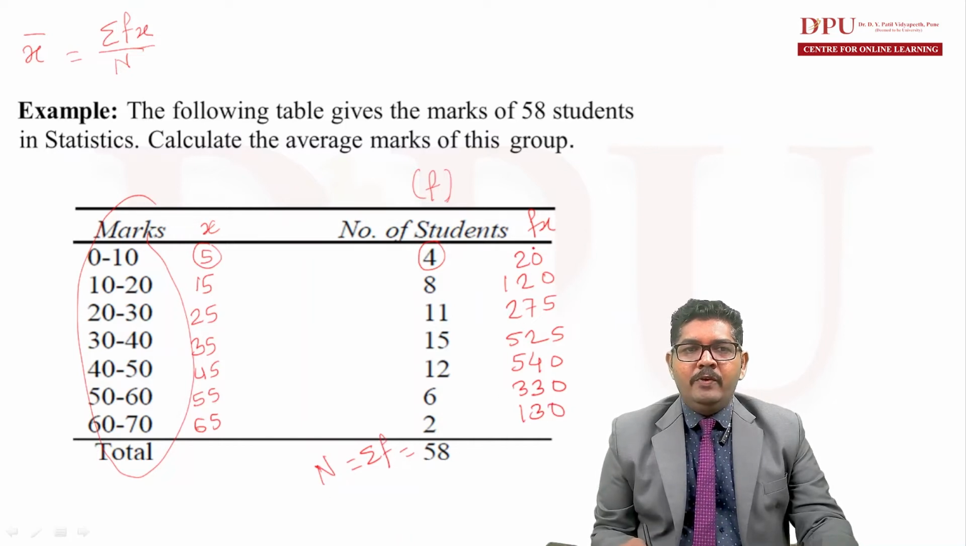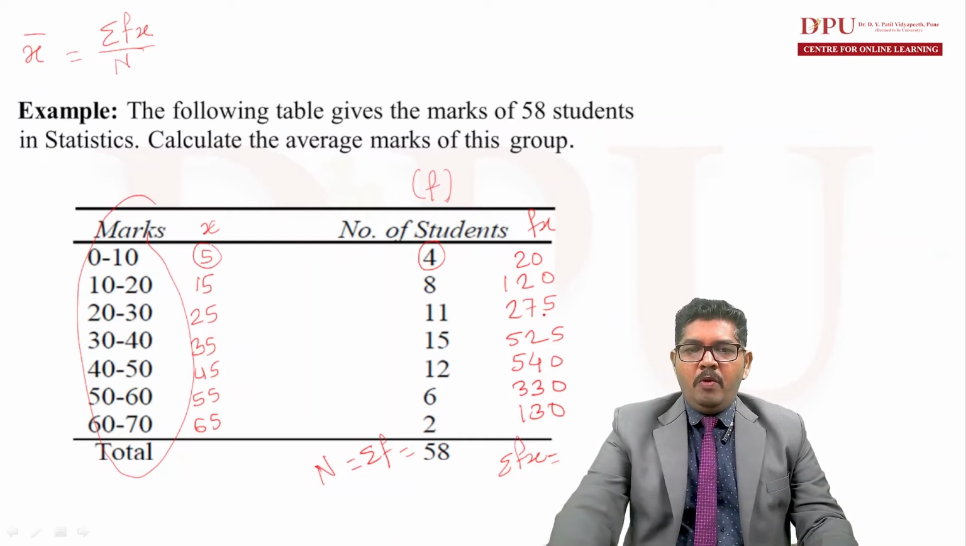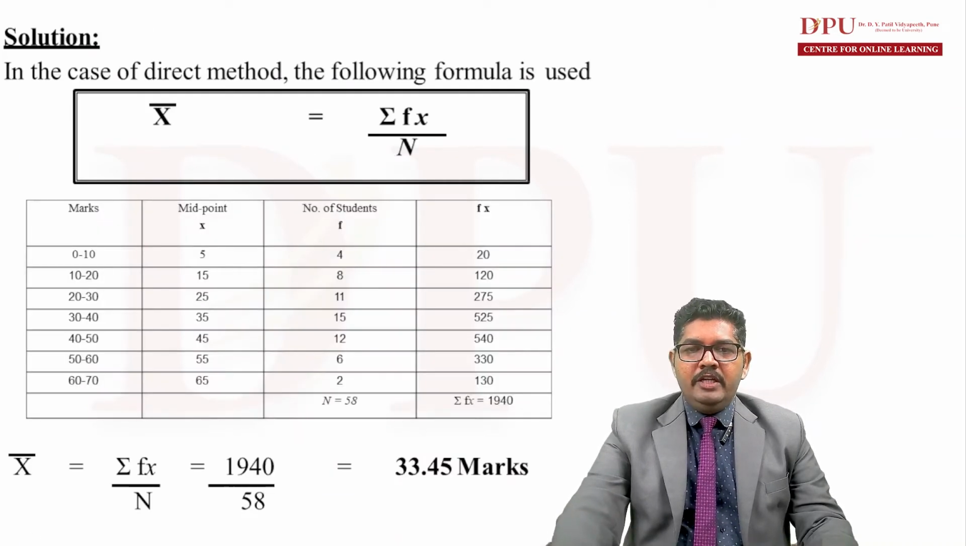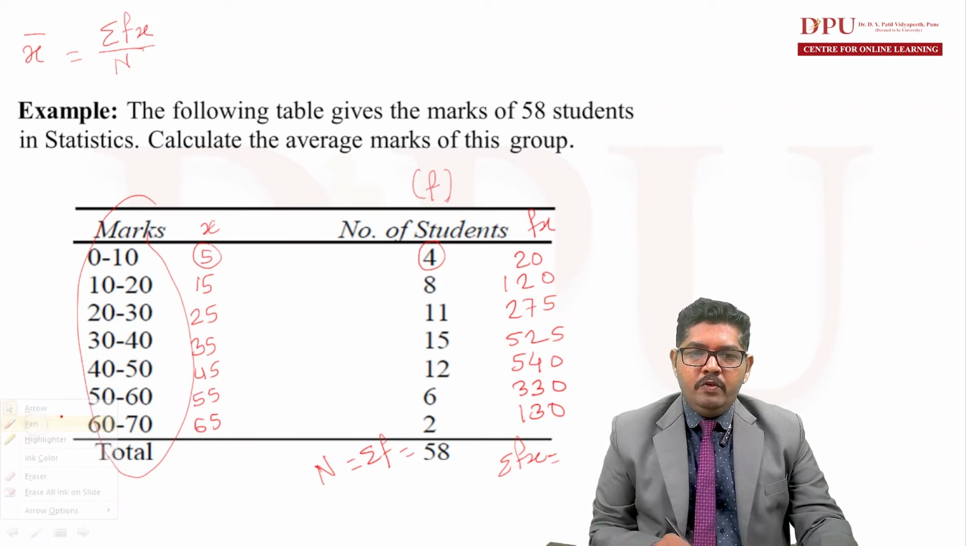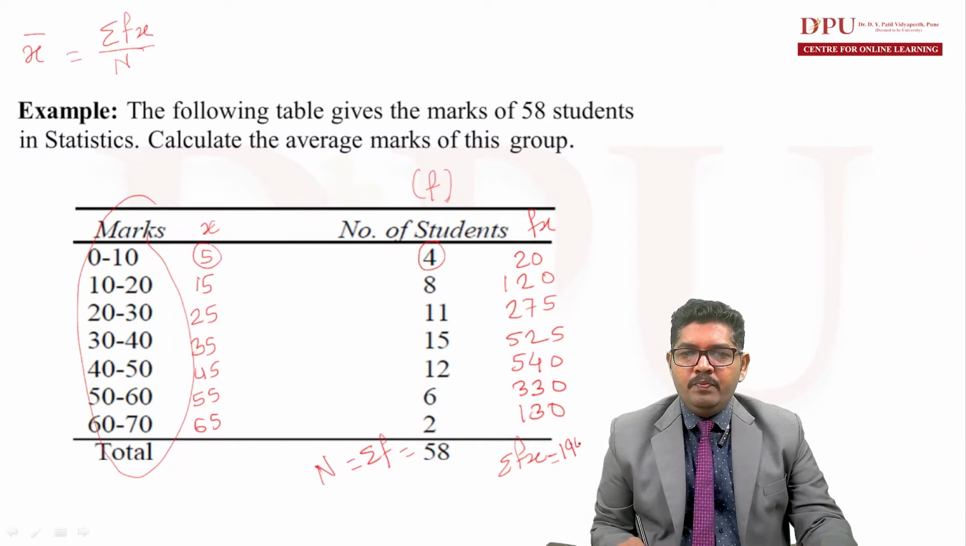And once we calculate fx, look at the formula again. We need summation of fx. These are fx values, multiplication of f and x, and summation of fx will be the addition of all these fx values. I think the problem is solved on the next slide, so let us check it. Yes, so this summation of fx is equal to 1940.